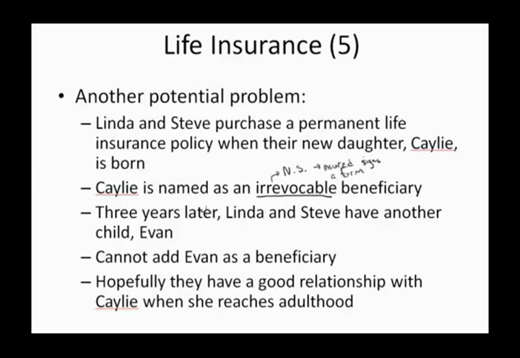Very admirable. However, they name her as an irrevocable beneficiary. So now Evan, the next child, comes along, and the problem here is that we've named an irrevocable beneficiary, and of course you'll remember that that means that we cannot change that beneficiary designation without consent from Kaylee. The problem here is that Kaylee is not in any position to provide consent. She's 3 years old, and a minor child cannot provide consent here.